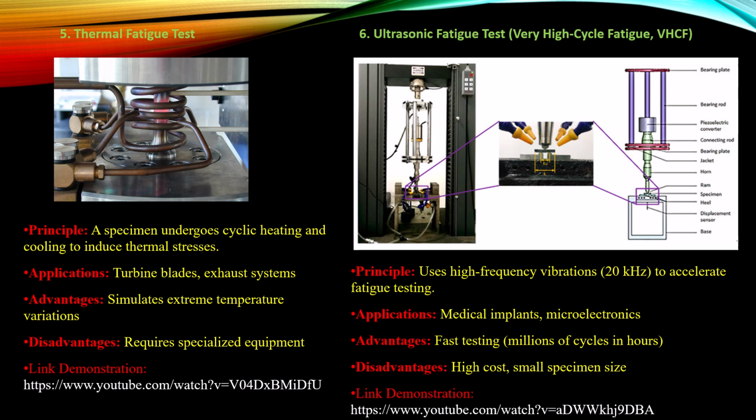So, the fifth point covers the thermal fatigue test, where a specimen is subjected to repeated cycles of heating and cooling to generate thermal stresses. This method is critically important for evaluating components like turbine blades and exhaust systems that experience extreme temperature fluctuations during operation. Its key advantage lies in the ability to accurately replicate real-world thermal cycling conditions, providing vital data on material behavior under thermal stress.